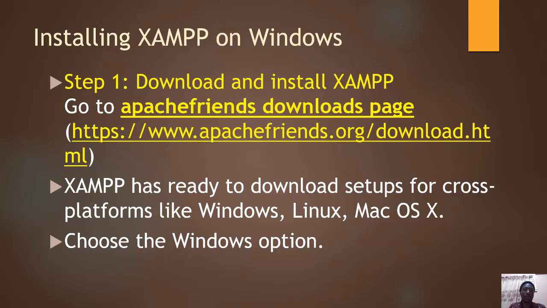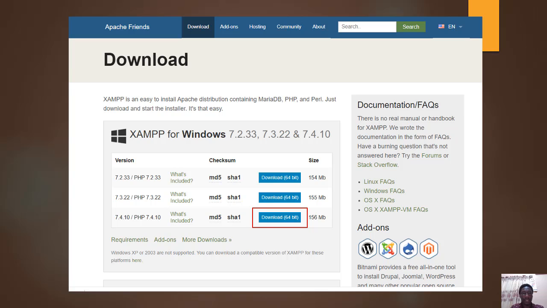Go to the Apache Friends download page, at the URL that has been provided there, and you will be able to download the setup just like you have here. When you get to that URL, you are going to see this page, and for the purpose of this training, we are going to be using the latest version, which is a 64-bit.